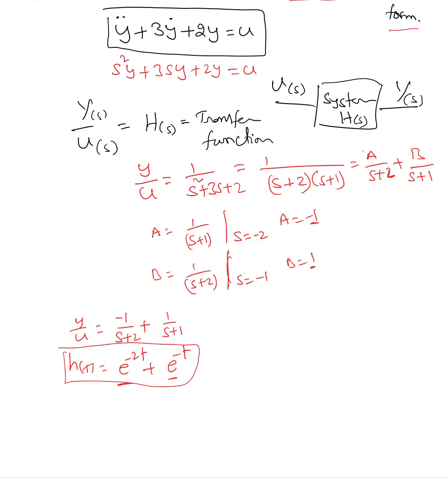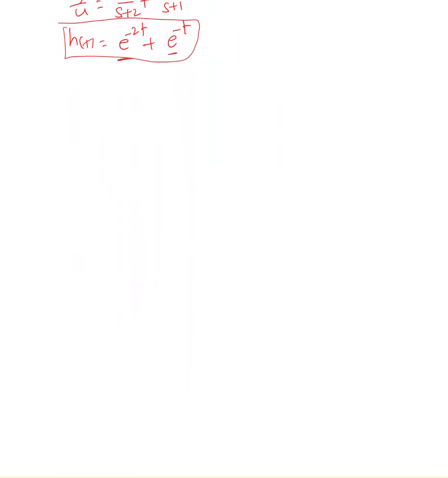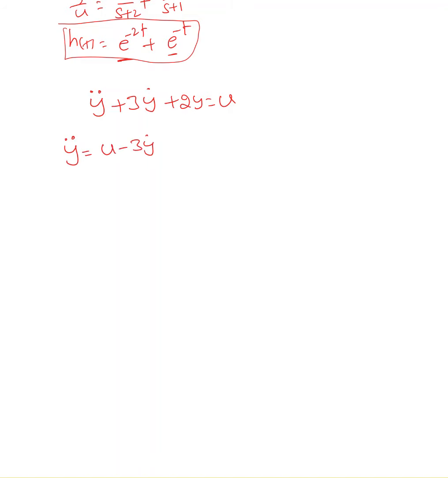We'll take the mathematical equation. Let me write down the given mathematical equation one more time here: y double dot plus 3y dot plus 2y equal to u. Now I'm going to convert this to y double dot equal to u minus 3y dot minus 2y.